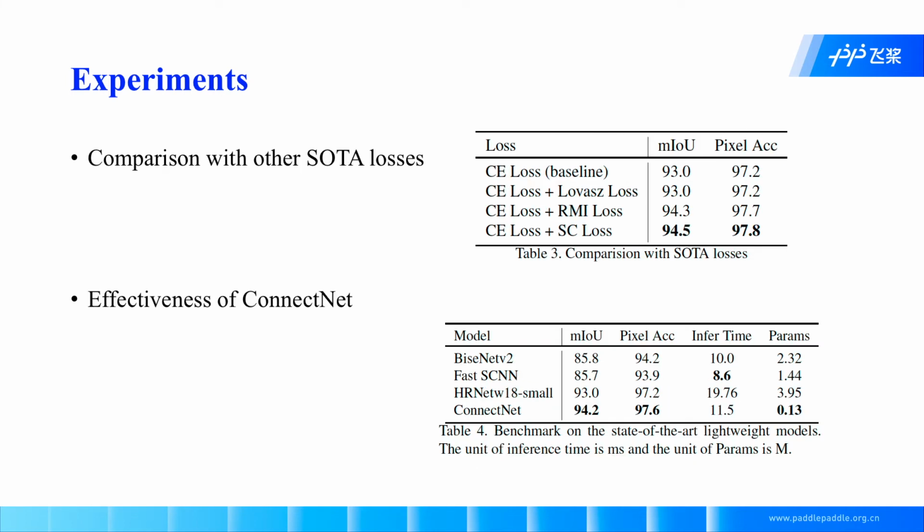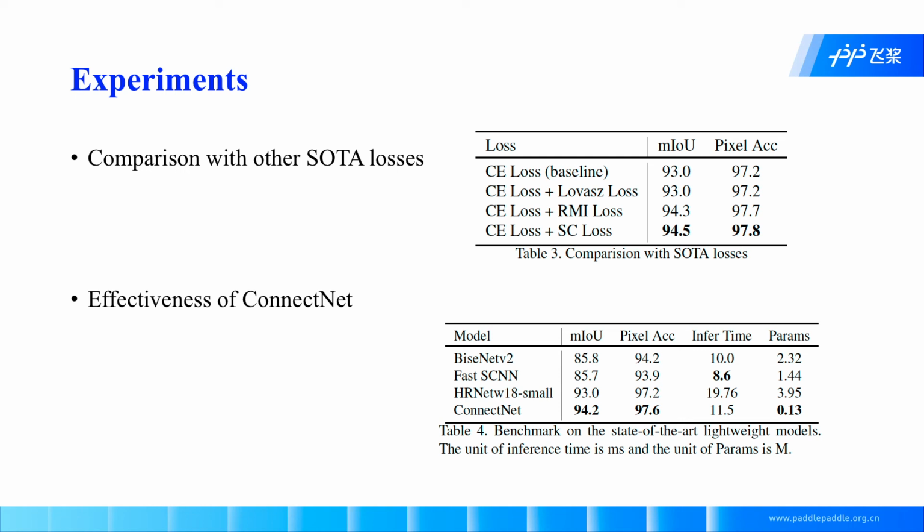Comparison with other segmentation losses, including Lovasz loss and ML loss. These losses focus on different aspects of semantic segmentation, like class imbalance and structure information. SC loss has the best score in mIoU and pixel accuracy. The evaluation result shows the SC loss has superior performance.